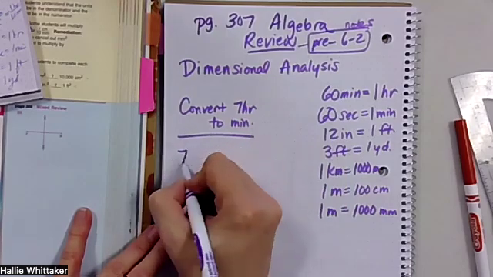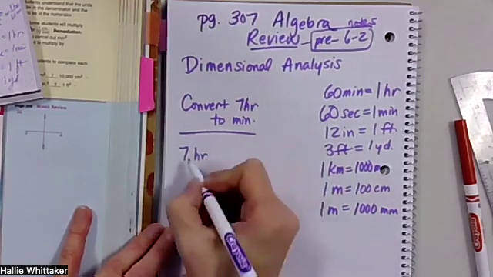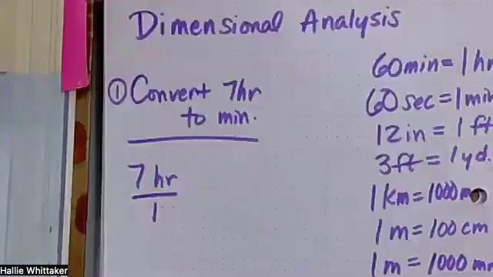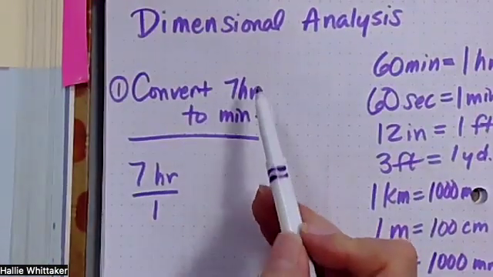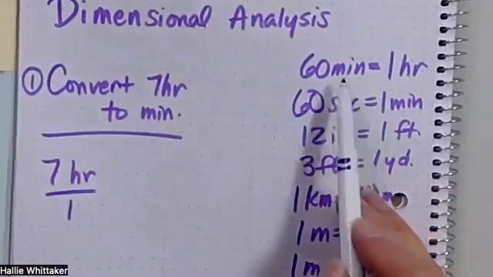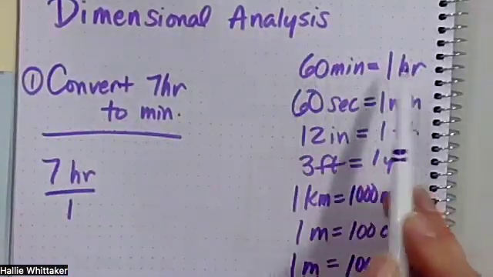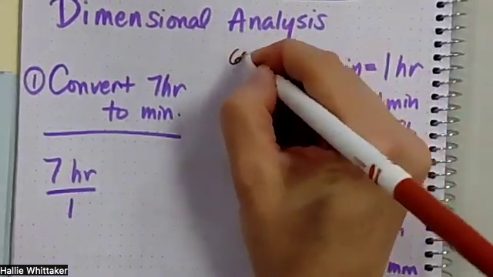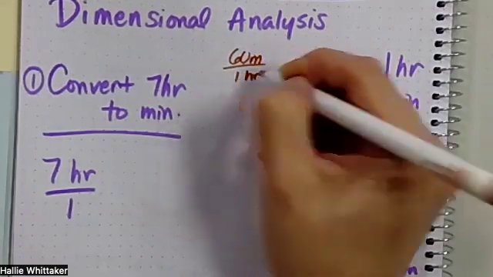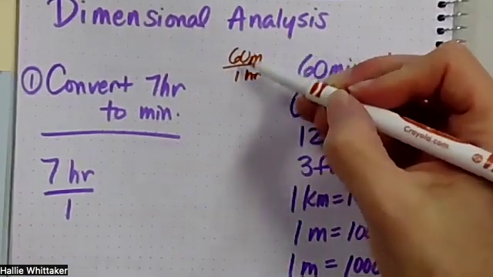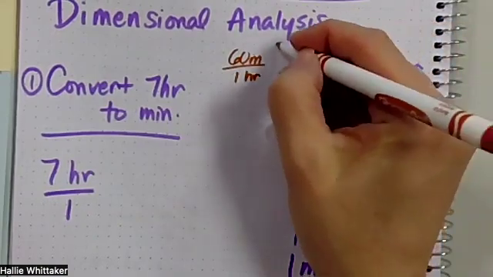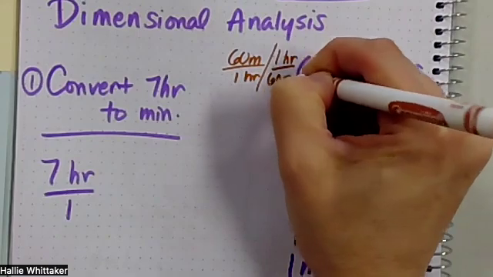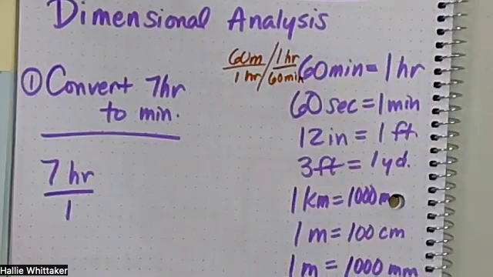So you've got 7 hours, and it may be easier, let's say that's number 1, let's put it over 1. We want to go from 7 hours to minutes. So I think this one's pretty obvious. We're going to use this one right here. And before I go any further, realize you can write this as 60 minutes over 1 hour, and that's like writing 1 over 1 because they're equal to each other. Or you could write this as 1 hour over 60 minutes. You pick the one that's going to help you the most.